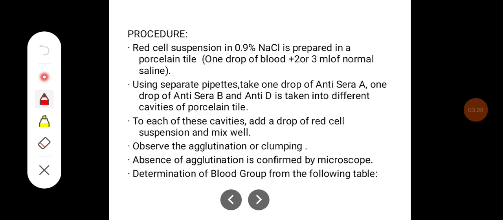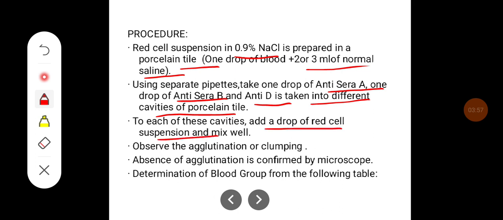The procedure is as follows. A red cell suspension in 0.9% sodium chloride is prepared in a porcelain tile, that is, 1 drop of blood plus 2 to 3 ml of normal saline is added. Using separate pipettes, take 1 drop of antisera A, 1 drop of antisera B, and anti-D into different cavities of the porcelain tile or a slide. To each of these cavities, add a drop of red cell suspension and mix it well.